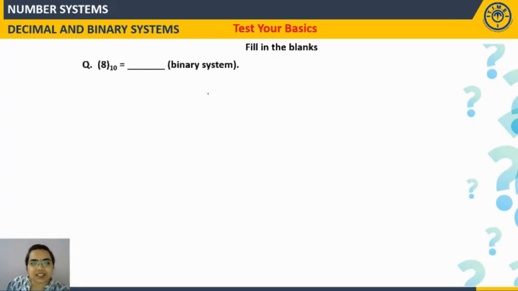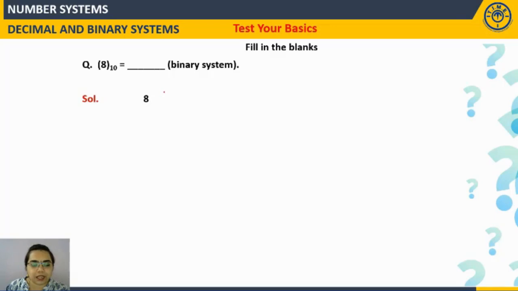8 to the base 10 is equal to dash in binary system. So what can you see here? You have 8, which is a decimal number. You need to convert this into binary. Can you tell me what is the procedure for that? You will take the number 8, start dividing by 2, and write the quotient and remainder. Then do it continuously until you reach the quotient 1. Then starting from below, write down all the remainders from bottom to top. That will give you the binary conversion of this particular decimal number.